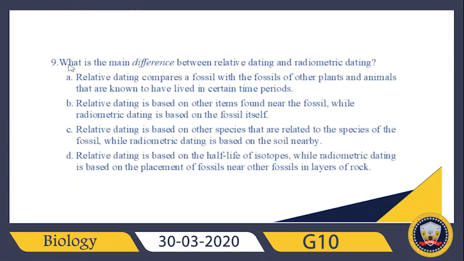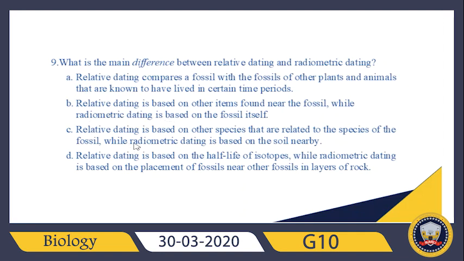Question number 9. What is the main difference between relative dating and radiometric dating? You may remember that we said radiometric dating will give us the actual age of the fossil, while relative dating will not. Okay, so guys, the answers: A, relative dating compares a fossil with the fossils of other plants and animals that are known to have lived in certain time periods. B, relative dating is based on other items found near the fossil, while radiometric dating is based on the fossil itself. What do you think?